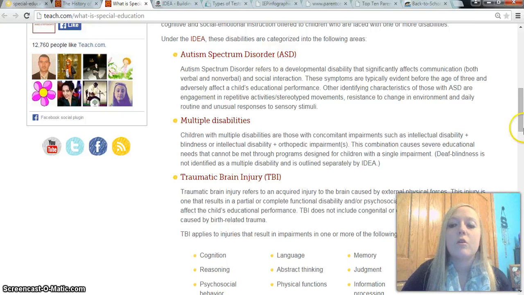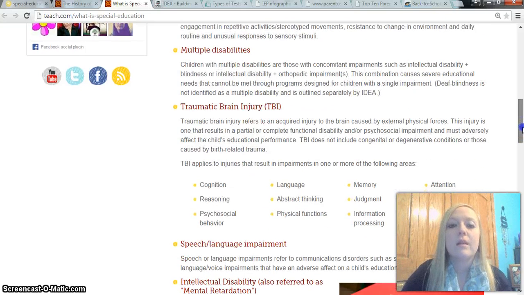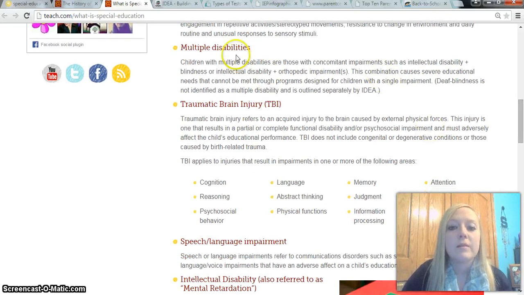So going on, another common one is multiple disabilities. So these are the ones with intellectual disabilities and blindness, or they have a combination of a few of them together, and the programs are not designed just for children with a single impairment.